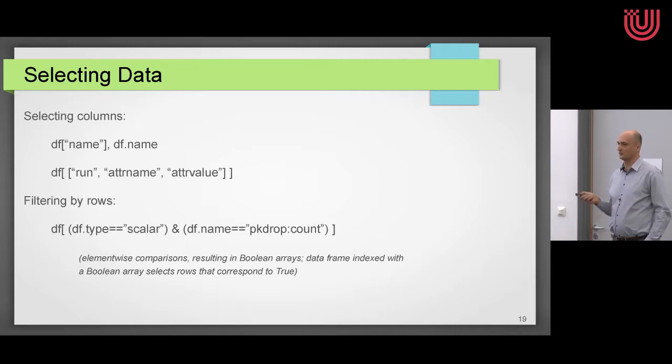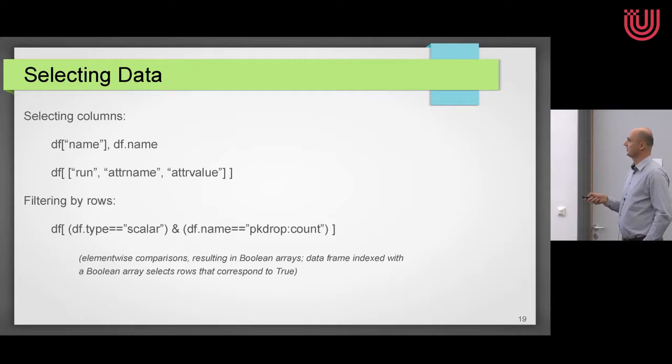Okay, now some more details on pandas. Pandas basics. You can select one column by specifying its name in square brackets, or there is also an abbreviation which works most of the time, not always, because some names are reserved or colliding with other uses. So this doesn't always work.